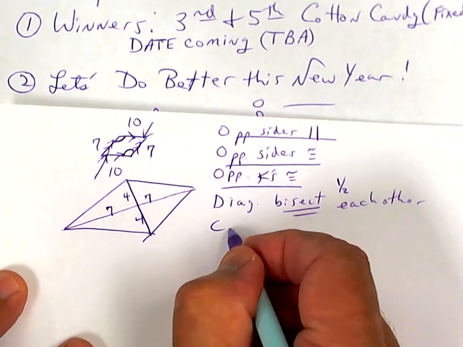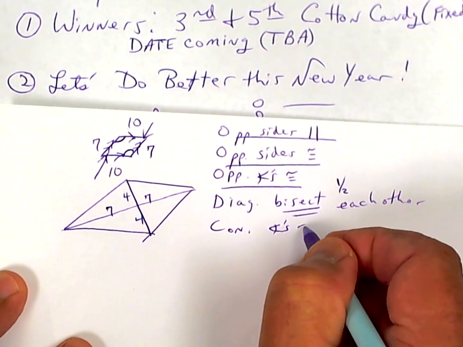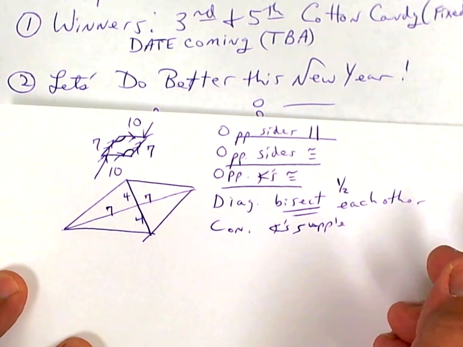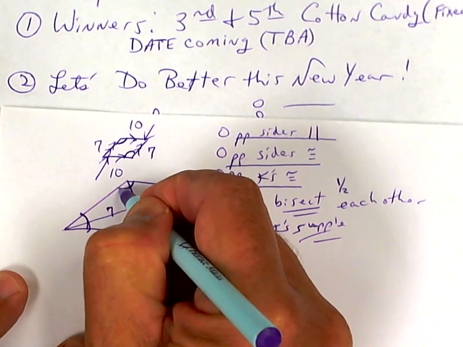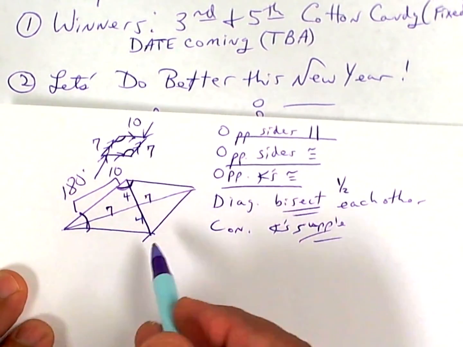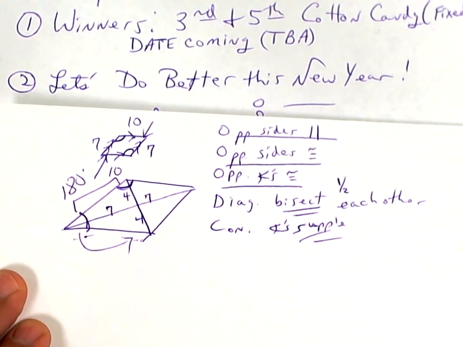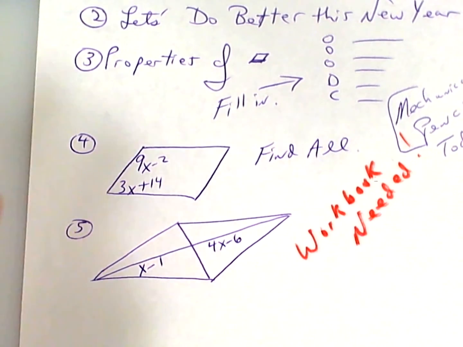And consecutive angles are supplementary. That means they add up to 180. Superman, remember? So this angle here and this angle up here would add up to 180 degrees. And likewise, these are consecutive, and those would add up to 180 degrees. Consecutive means in order where you don't skip. Okay, those are the properties of a parallelogram. You need to memorize them. Today we have a worksheet on that, so let's look at this one.